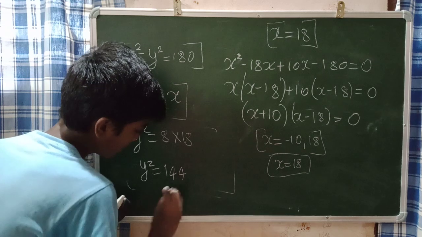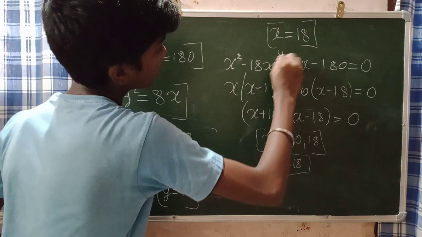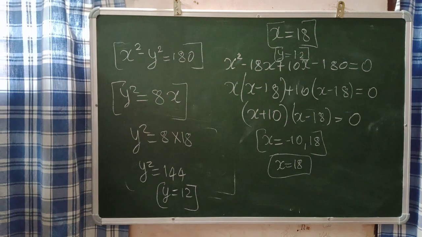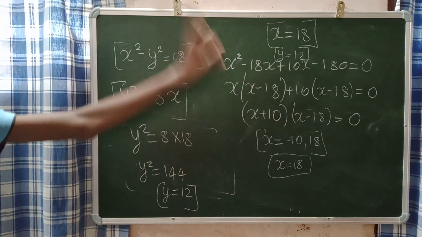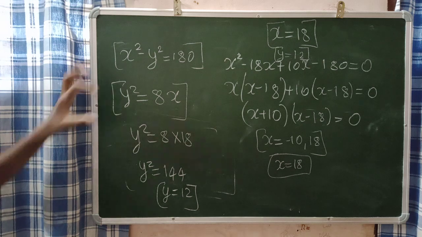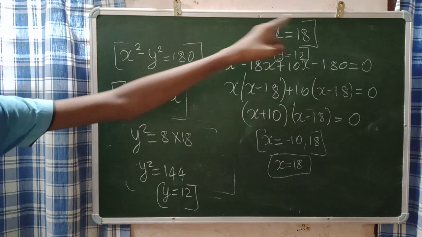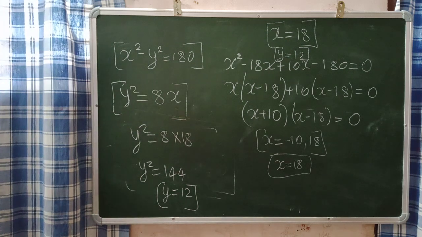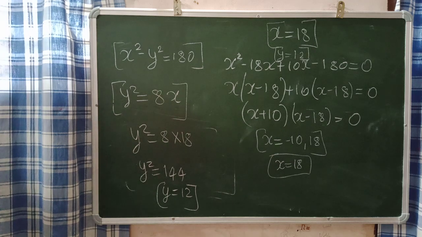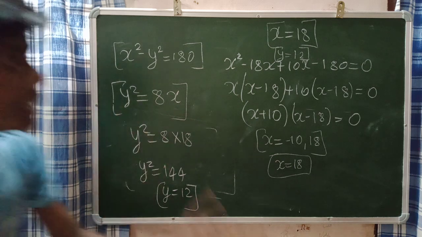Then your y will be nothing but 12, and that's the answer. So your y value is equal to 12. So one number is x, another number is y. So one number is 18 and another number is 12, and that's the answer for the question. I found the second number using this equation because y square is equal to 8x. So 8 into 18 is 144. So y square is equal to 144. Then y will be root of 144, that is equal to 12. So one number is 18, another number is 12.